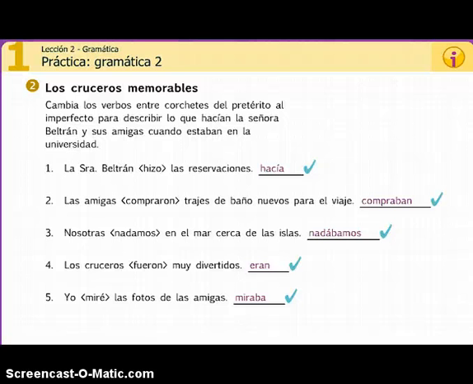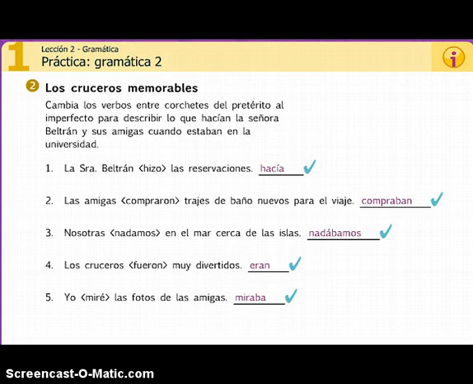Número 4. Los cruceros fueron muy divertidos. Now, fueron's a toughie, because remember, ir and ser are both irregular in the preterite. They are my gemelos because they are the exact same. So I had to use context clues to figure out if this fueron was referring to ir or ser. I noticed that it had the word divertido in the sentence, which is an adjective, so then I knew it was going to be the verb ser, which in the imperfect is eran.